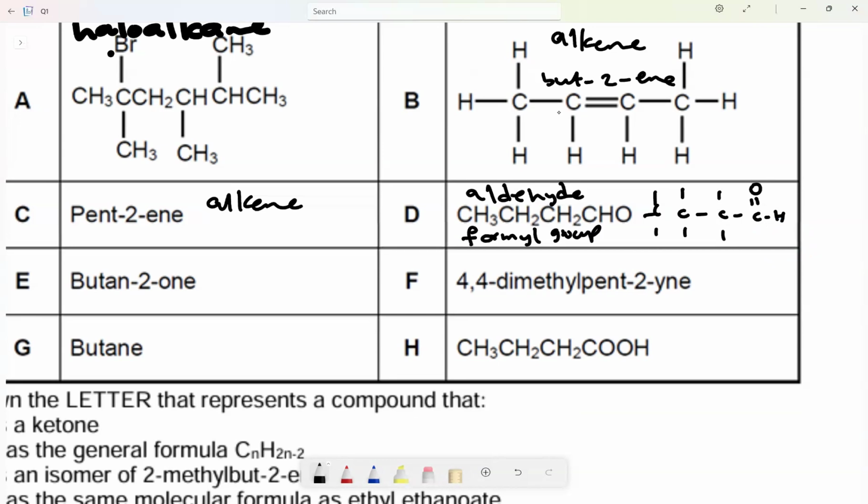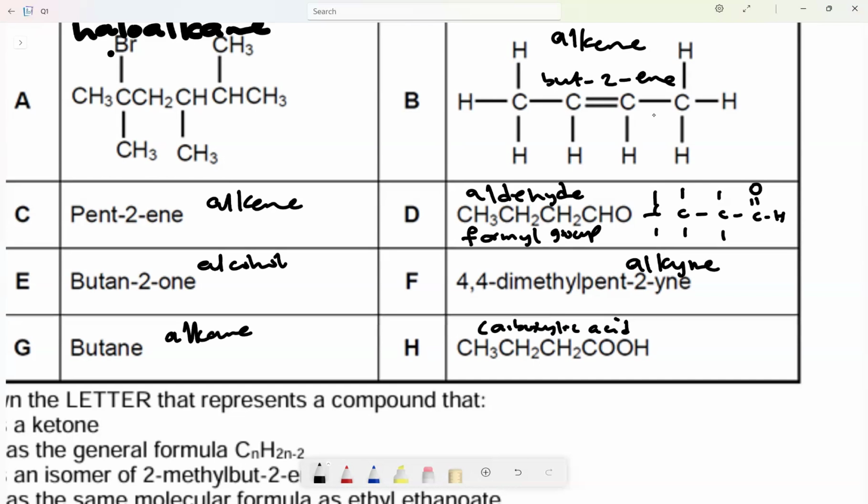Butan-2-one, this is an alcohol, okay. 4,4-dimethylpent-2-yne, this is an alkyne, okay. Butane, this is just an alkane.